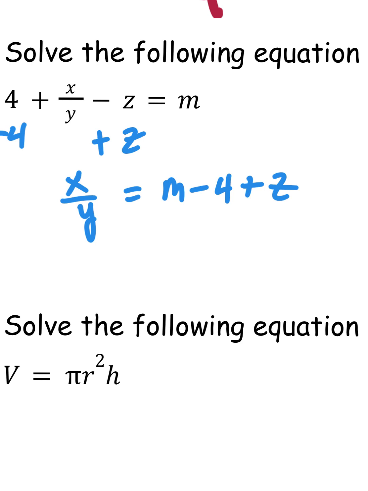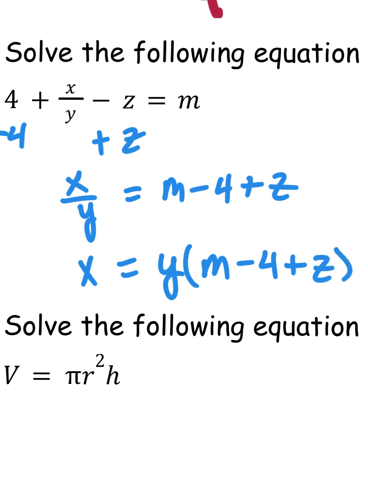Now what do I have to do to get x by itself? Multiply by y. The y is dividing, so we're going to do the opposite and multiply. So I'm going to get y times m minus 4 plus z. Notice how I write my equal signs. I want to line them up. I don't have circles going on. I don't have work over here and there. So let's keep it moving downward.